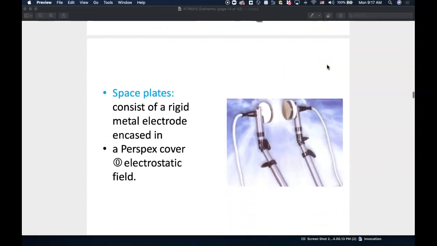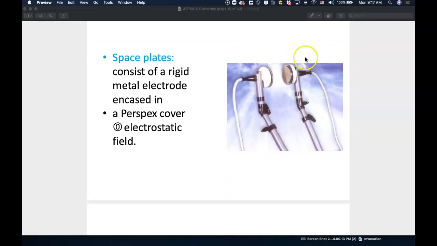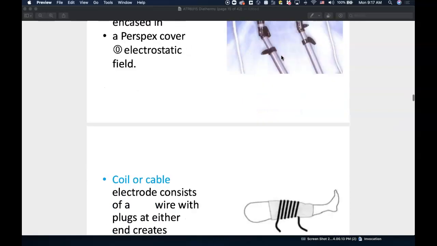We have these space plates. Can you guys see that here? So this is going to be for the capacitive form of shortwave diathermy. So imagine putting like a foot or a leg in between those plates. The cool thing is you can adjust the width, the height, or the length of these. So they're really cool. Again, you're creating this current to flow within the actual muscles. Remember, it's going to get trapped by the adipose tissue layer. The adipose tissue layer is going to get really hot, and that heat is going to travel down to the muscular layer if that is the target or the goal of your treatment.